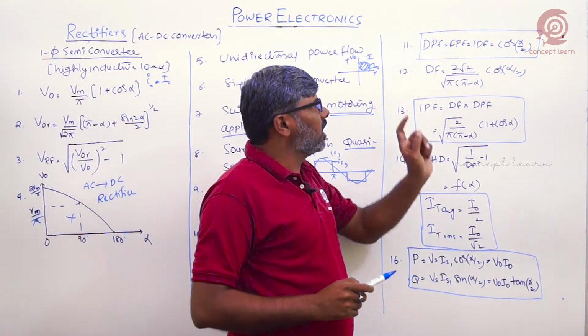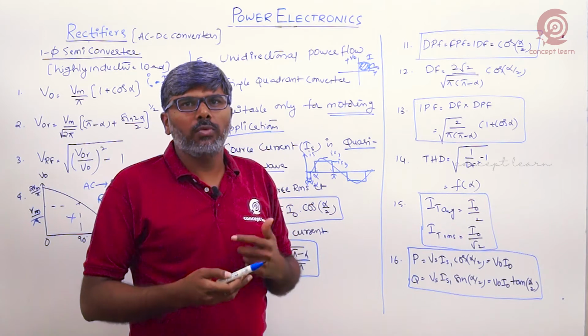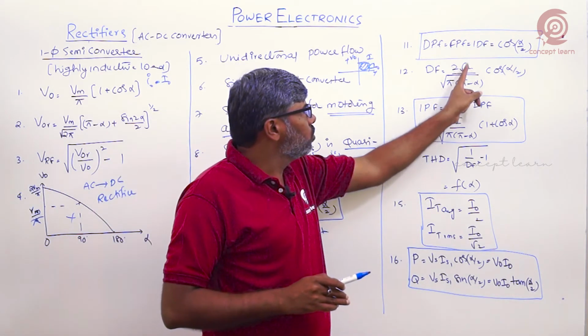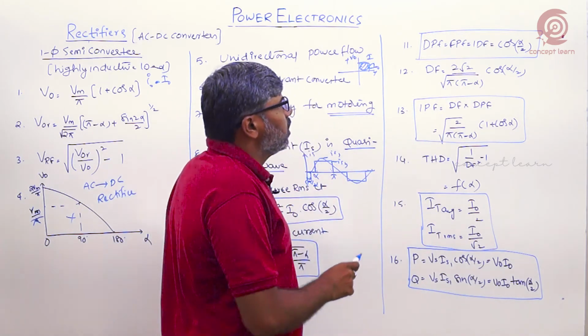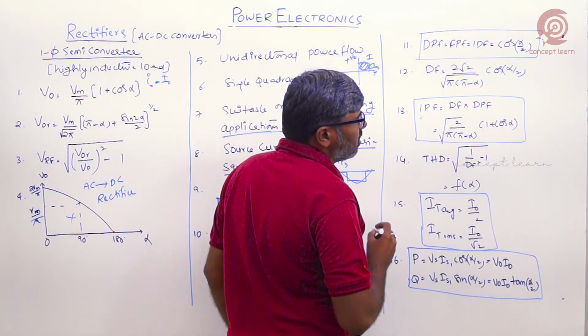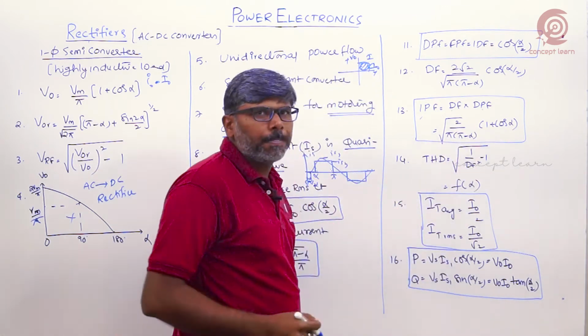The distortion factor is what? We know the relation is IS1 RMS to IS RMS, the ratio of fundamental source RMS current to source RMS current. That gives 2 root 2 by square root of pi into pi minus alpha, into cos alpha by 2. Now coming to the input power factor, another important thing is the product of distortion factor and displacement power factor, or fundamental power factor. Then we get this expression, right?